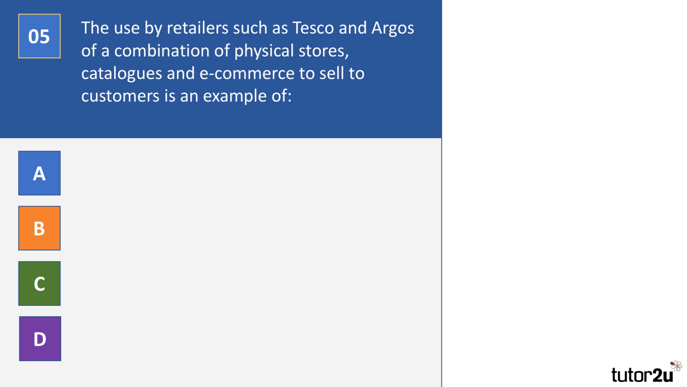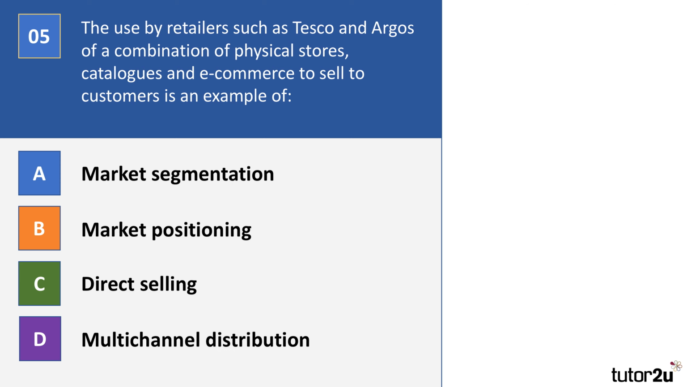The use by retailers such as Tesco and Argos of a combination of physical stores, catalogues and e-commerce to sell to customers is an example of what? Here are the 4 choices. Pause the video and make your selection.